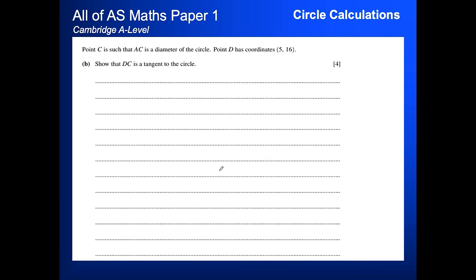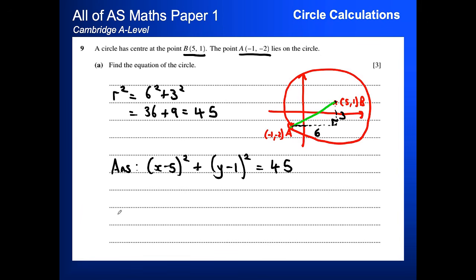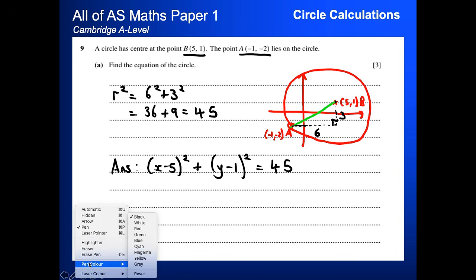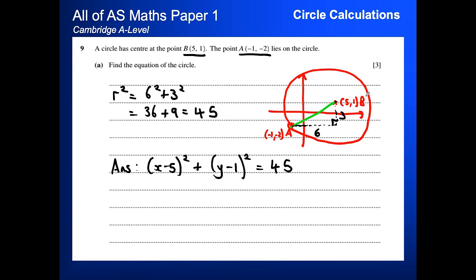So point C is such that AC is the diameter of the circle, and point D, which is not on the circle, which is important to realise, has coordinates (5, 16). Show that DC is a tangent to the circle. So let's go back to my previous diagram and let's pop in this new point. I'll do this in red again. C. So it's over this side, and we don't know what it is, but we'll work it out in a moment.